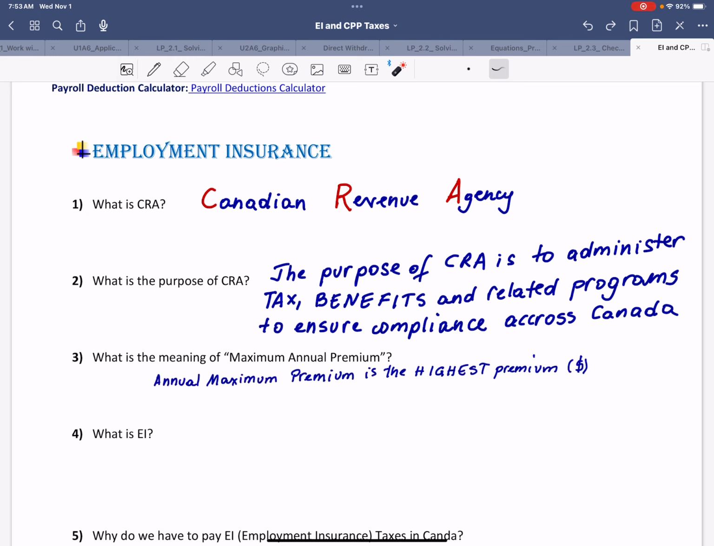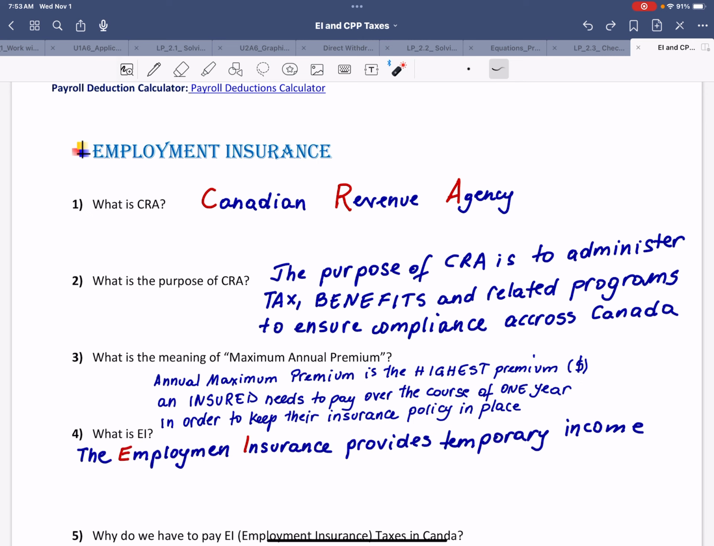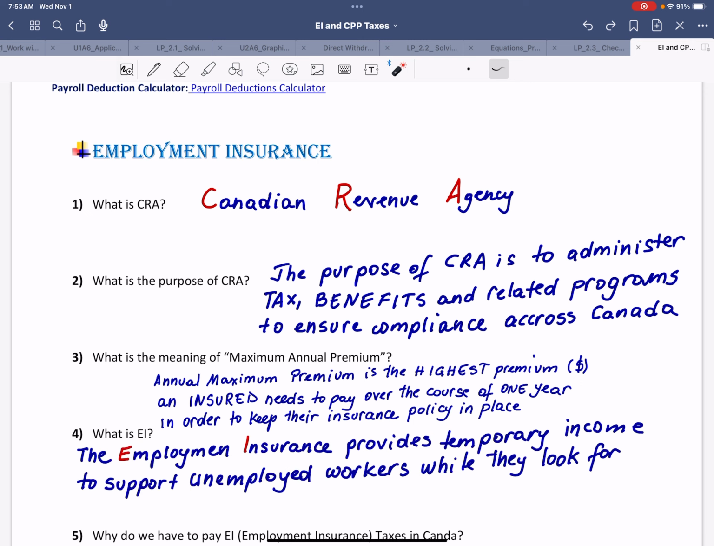So the meaning of the maximum annual premium is the highest amount of money that an insured person, like the worker, needs to pay over the course of 1 year. And that is done in order to keep the insurance policy in place. Now, employment insurance, or EI, provides temporary income to support unemployed workers while they look for employment or they're trying to upgrade their skills.